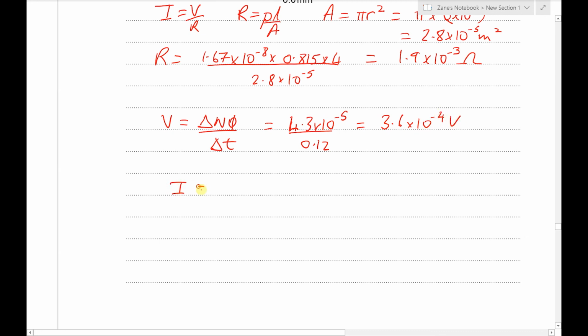And now finally, the current will be V over R, 3.6 times 10 to the minus 4 over 1.9 times 10 to the minus 3, and that comes out to be 0.19 amps.